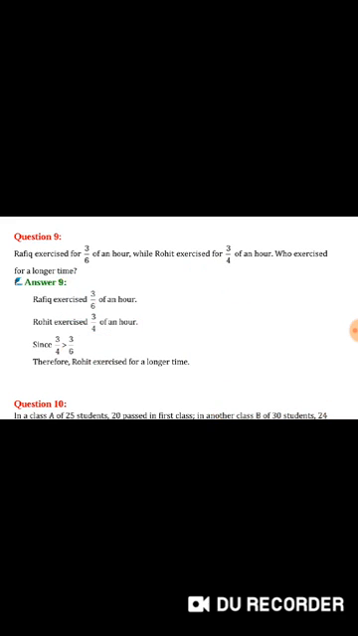Then the 9th one. Rafiq exercised for 3 by 6 of an hour, while Rohit exercised for 3 by 4 of 1 hour. Both are compared for an hour, so 3 by 6 and 3 by 4 we have to compare. Who exercised for a longer time? Directly we can compare. Why? Because the numerators are the same here. If numerators are the same, the one with the lesser denominator will be greater. So Rohit exercised more here.